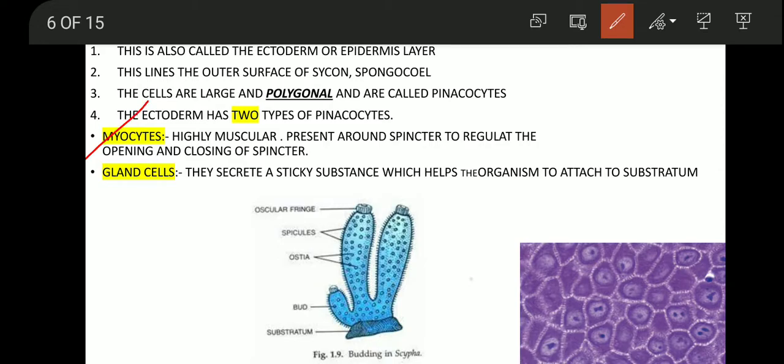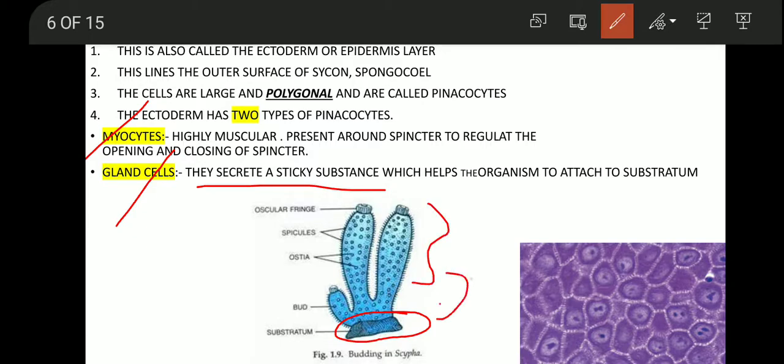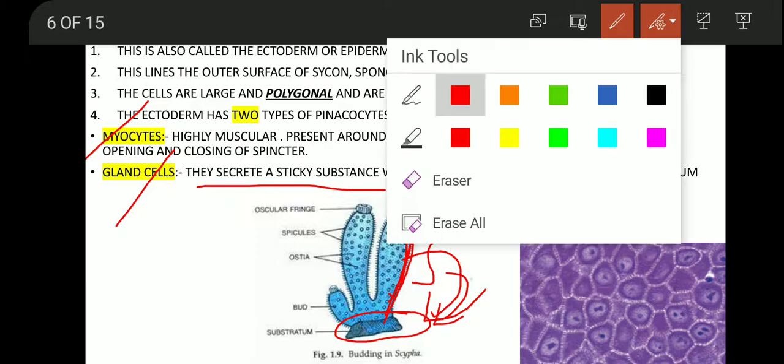Now let's discuss the gland cells. What does a gland help in? Secretion, is it not? So they secrete a sticky substance. These gland cells secrete a sticky substance which helps in the attachment of this Scypha to the substratum. The ectoderm has gland cells which secrete the sticky substance, which is helpful in attachment.